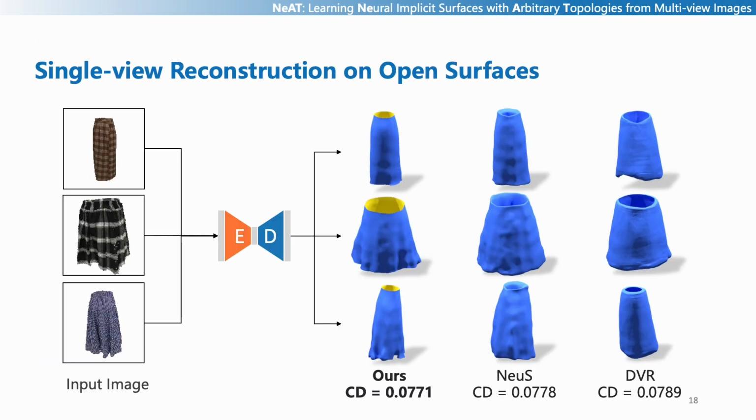Finally, we train an autoencoder, which takes a single image as input and provides validation on the challenging task of single-view reconstruction on open surfaces. The qualitative results show that our method can infer accurate 3D shapes from single-view images.